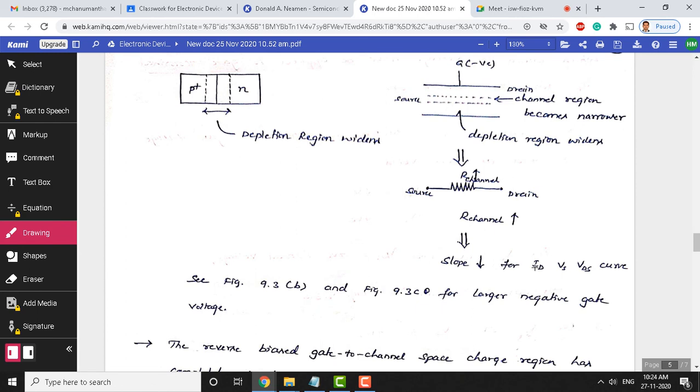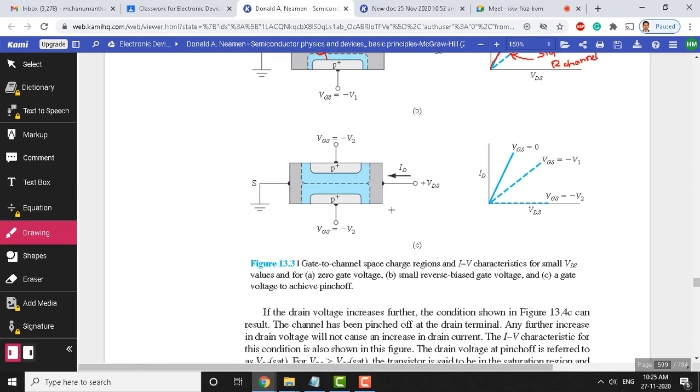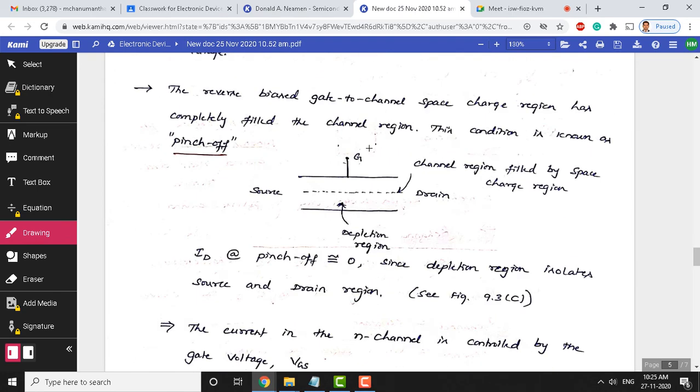And what will happen to the ID versus VDS curve? You will see a bending graph as you have seen here. There is a slope reduction, shown by a curve with less slope compared to VGS equal to 0. And look at the last graph here. The last graph is the case with VGS more negative.